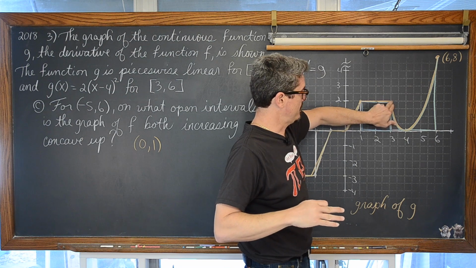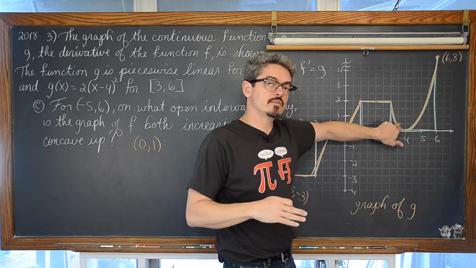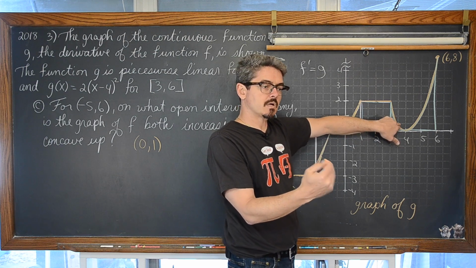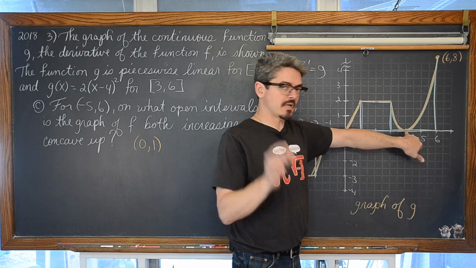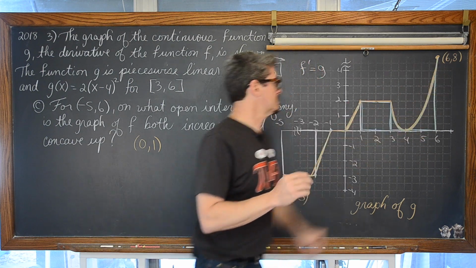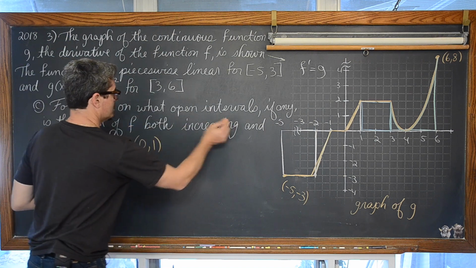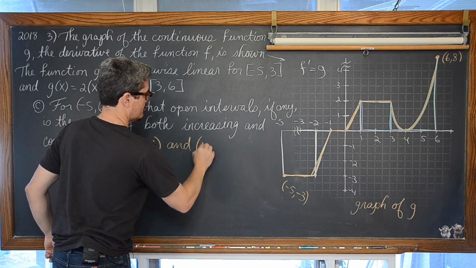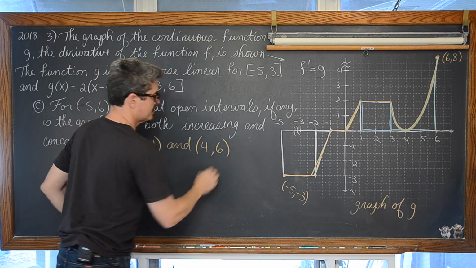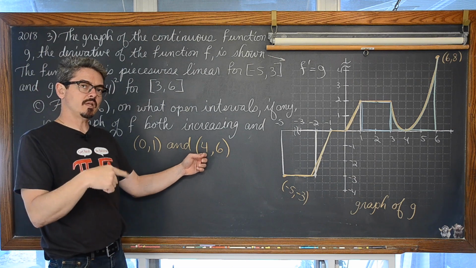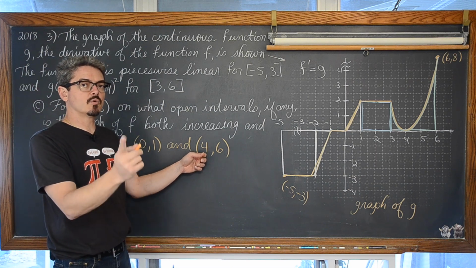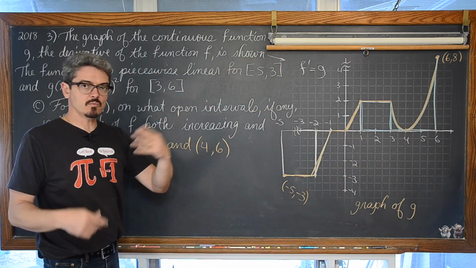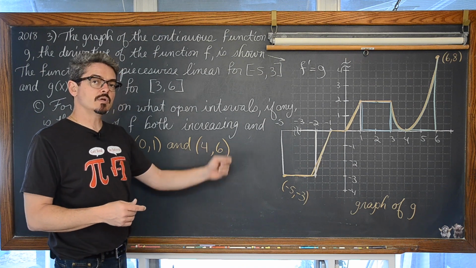Then we have positive answers from our derivative, but the derivative is decreasing. Thus, f is concave down. And now let's make sure we say this perfectly correct. From 4 to 6, f is both increasing and concave up on 4 to 6, and your justification will be because f prime or g is greater than 0 and f prime or g, whatever you're using, is increasing.